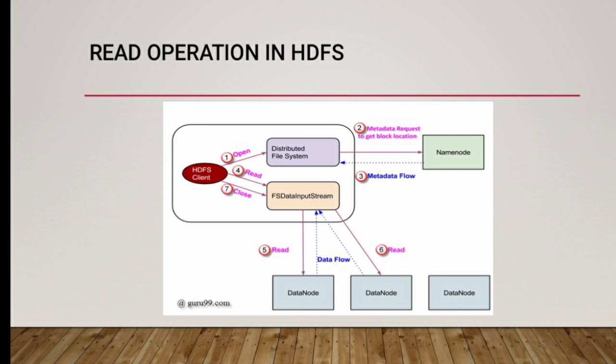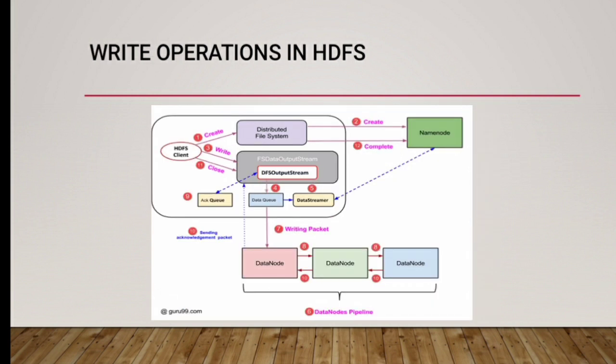Data is read in the form of streams, where the client invokes the read method repeatedly. This process of read operation continues till it reaches the end of the block. Once the end of the block is reached, DFSInputStream closes the connection and moves on to locate the next data node for the next block. Once the client is done with the reading, it calls the close method. Write operation in HDFS. A client initiates a write operation by calling the create method of the DistributedFileSystem object, which creates a new file.